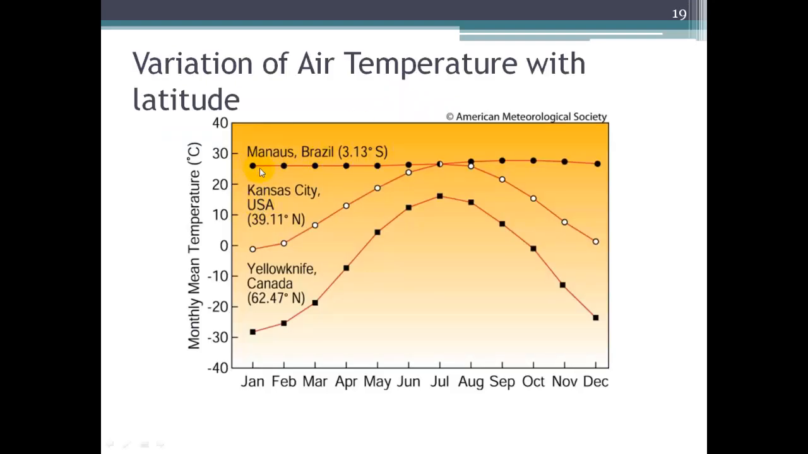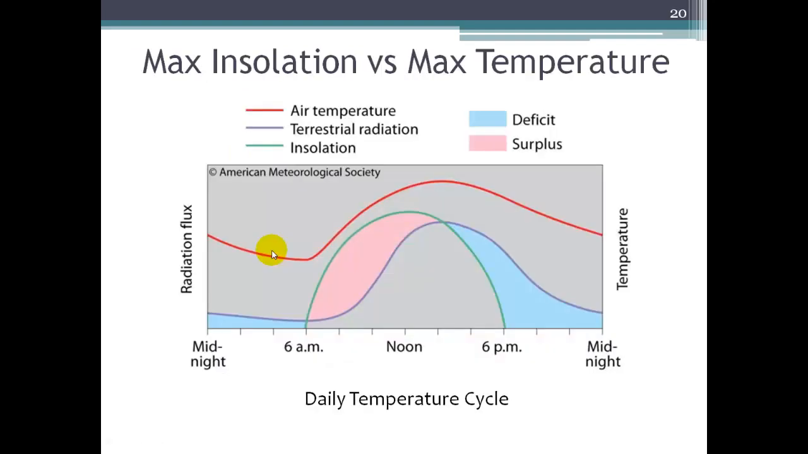Here's the variation of air temperature with latitude. We see that locations near the equator have a more constant temperature profile throughout the year than locations that move towards the pole. Here's a Canadian location. You can see the summer and winter temperature is quite extreme in its variation compared to the equator area. And then in between, a location in the US, Kansas City, we see a similar profile as the Canadian city, but with less variation between highs and lows throughout the year.